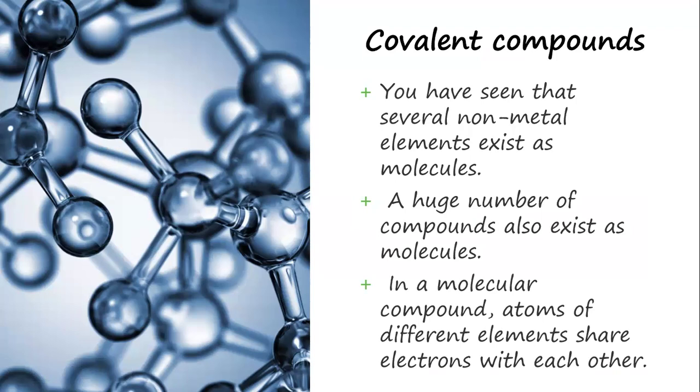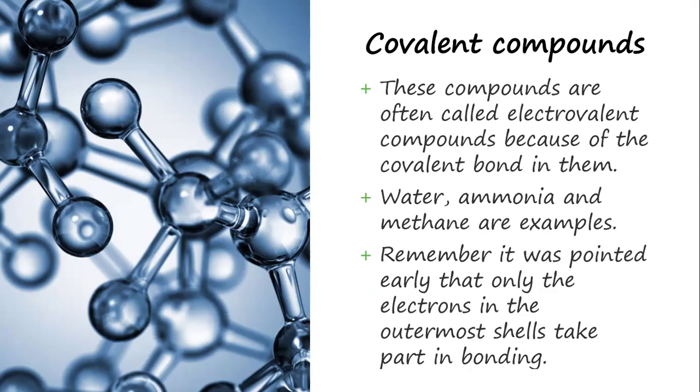As we've seen previously, several non-metal elements exist as molecules. Now, a huge number of compounds also exist as molecules. In a molecular compound, atoms of different elements share electrons with each other just to form the compound. These compounds are often called electrovalent compounds because of the covalent bond in them. So the compounds that are formed by the covalent bond are what we call the electrovalent compounds. Take an example: water, ammonia, and methane are just a few of the examples of these compounds.